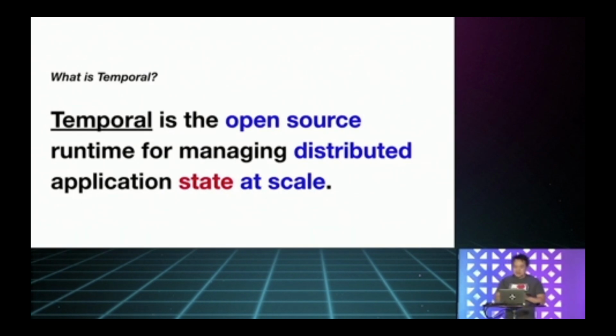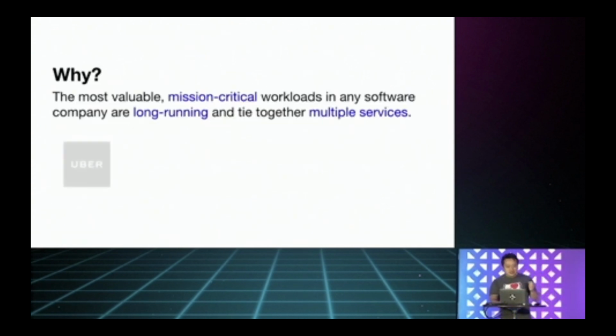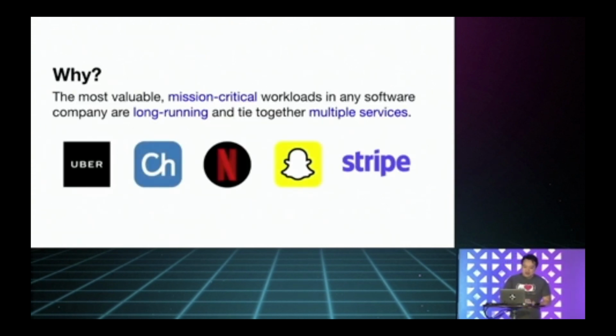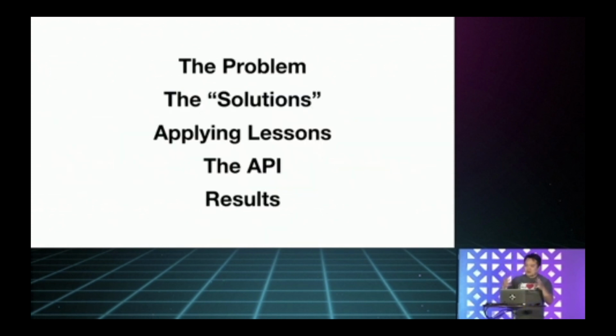What is Temporal? Temporal is the open source runtime for managing distributed application state at scale, lots of words. Why is it important? Because the most valuable mission-critical workloads in any software company are long-running and tie together multiple services. Temporal came out of Uber as an open source project. It's been used at Checker, Netflix, which is losing subscribers today, apparently. Check the stock. And Snapchat, Stripe. There's just a lot of very interesting use cases that come out of a very useful programming abstraction that I just showed you. So we'll talk a bit more about that. But I'm going to tell you, it's a very difficult story to tell, so I'm going to try a 5-act structure today.